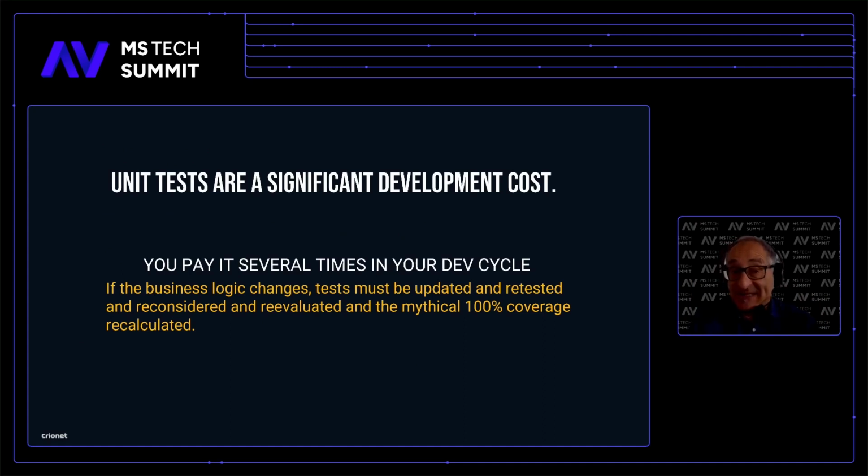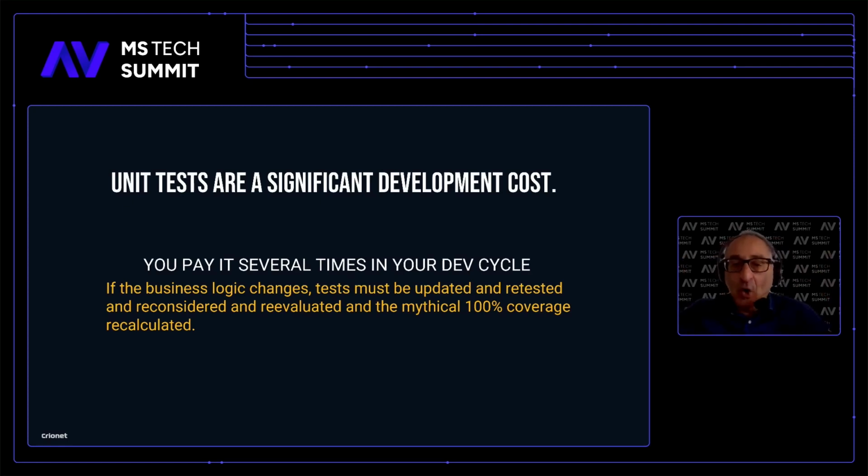And this cost is paid not once, but several times in the entire development cycle. If the business logic changes, tests must be updated accordingly and rerun. So you have to test the unit test and then run the test again, the code. In case of deep refactoring, they must be completely reconsidered and reevaluated every time there are significant changes.